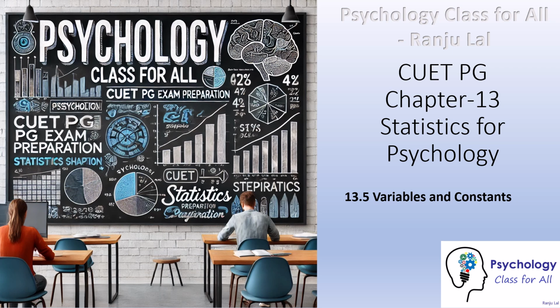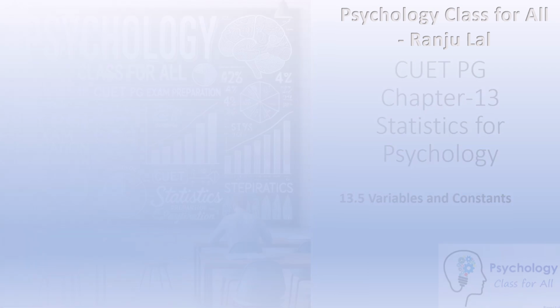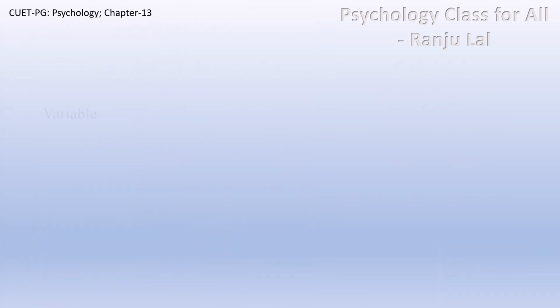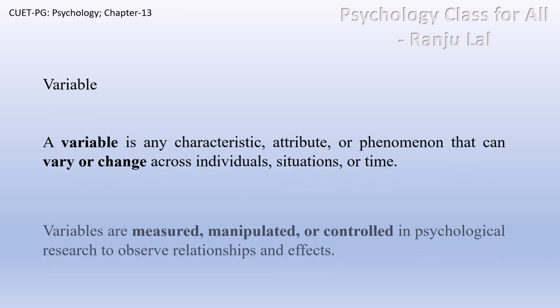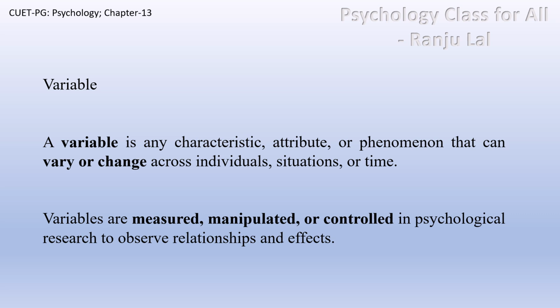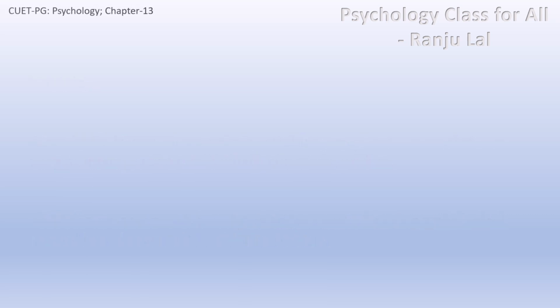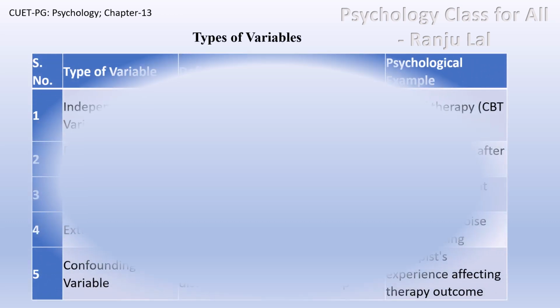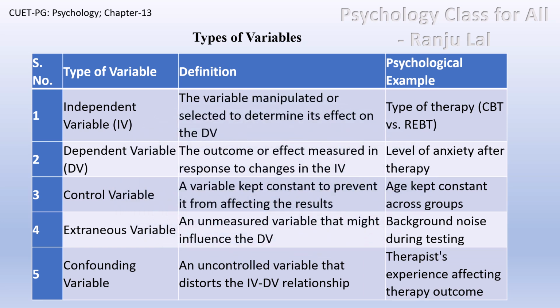So, starting with variables. A variable is any characteristic, attribute, or phenomenon that can vary or change across individuals, situations, or time, whereas variables are measured, manipulated, or controlled in psychological research to observe relationships and effects. There is a various classification of variables on different bases.